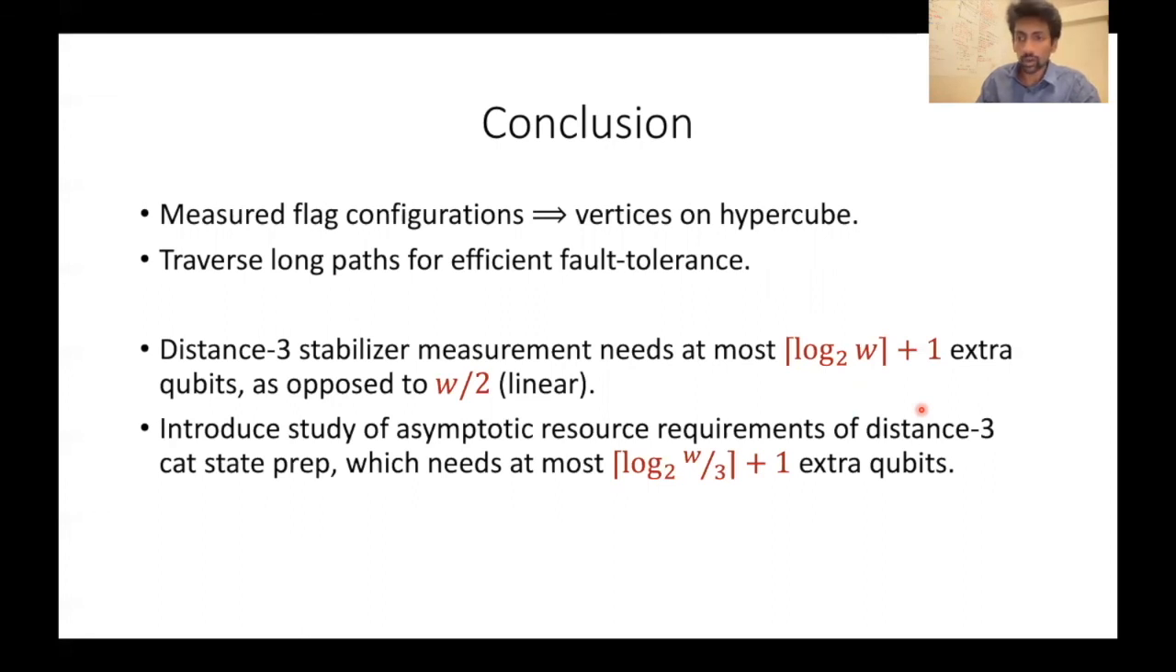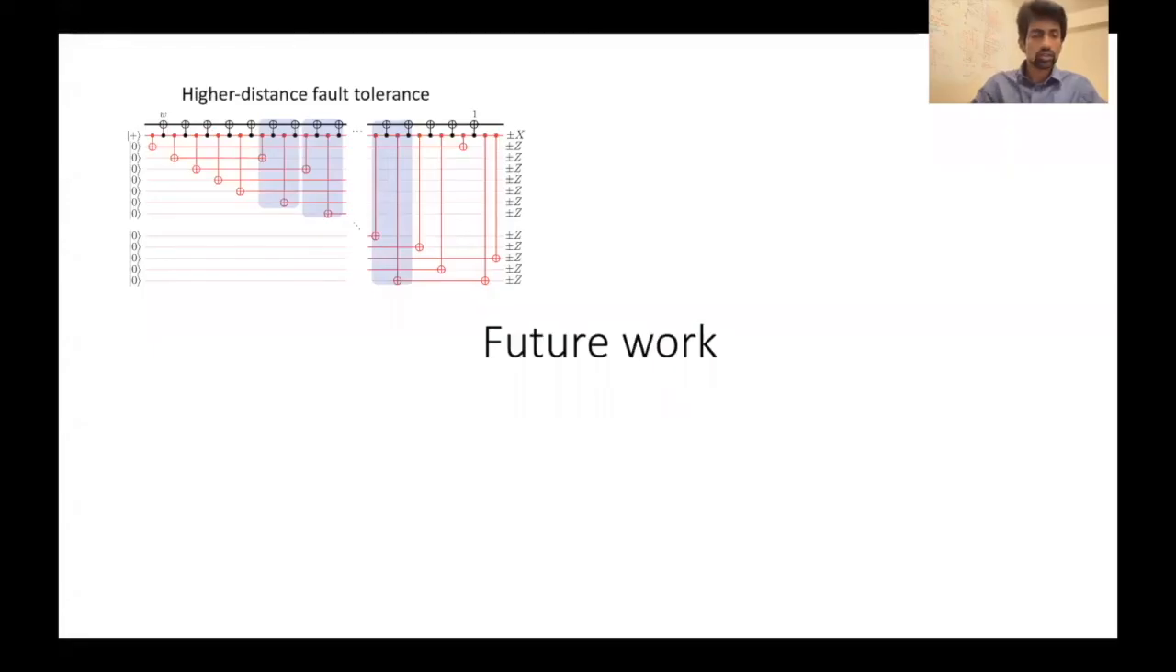So now on to future work. Thus far, all the circuits in this talk have been about distance 3 fault tolerance. But the natural next question is, can we get higher distance fault tolerance? In this circuit, I show how to measure an arbitrary weight W stabilizer fault tolerantly to distance 5. But here we use W by 2 qubits, and it's not logarithmic. So the question is, can it be brought down to logarithmic in the weight of the stabilizer W?